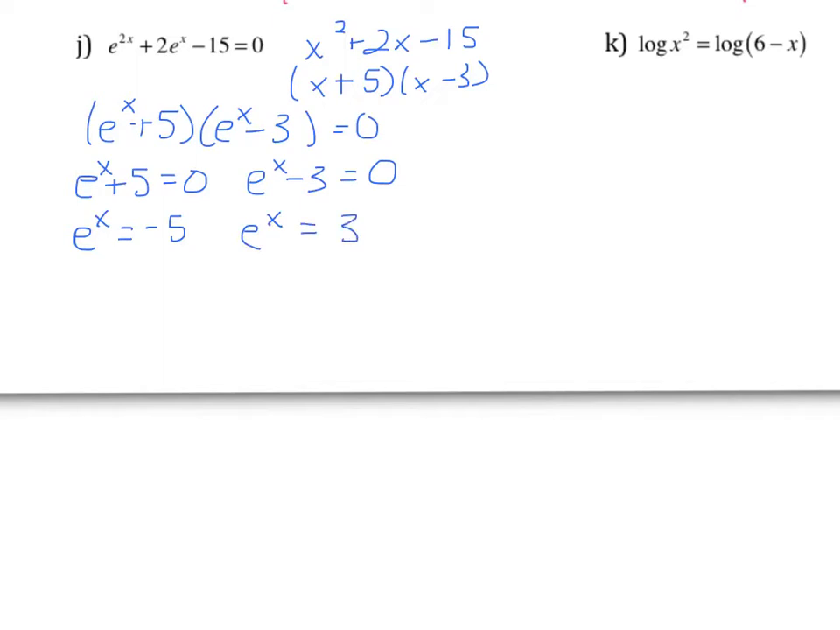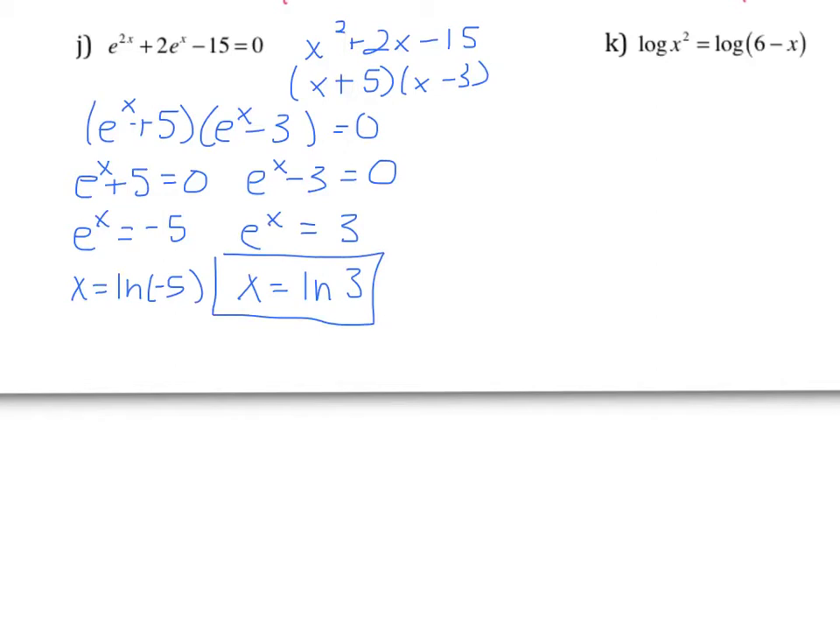And then to get rid of e, we want to natural log both sides. So x will equal the natural log of negative 5, which is undefined because we can't take the natural log of a negative. So we'll only have one answer, and that is x equals the natural log of 3.